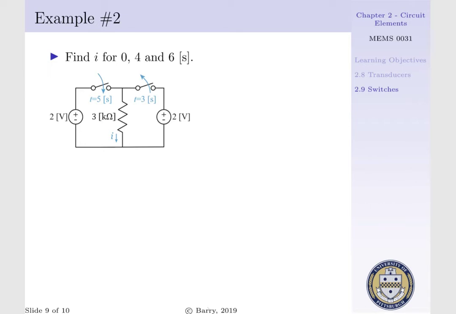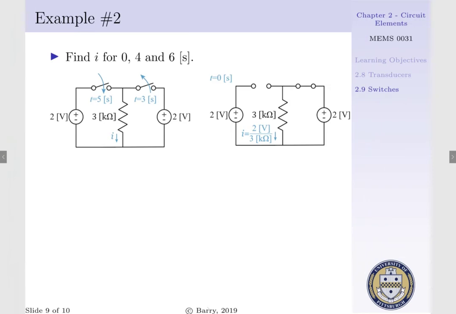At time t is equal to 5 seconds, the switch closes, which would make a connection to our 3 kilo ohm resistor and the switch on our right. The switch on our right opens at time t is equal to 3 seconds, and it is connected to a 2 volt source. Let us begin by looking at the condition when time is equal to 0 seconds.